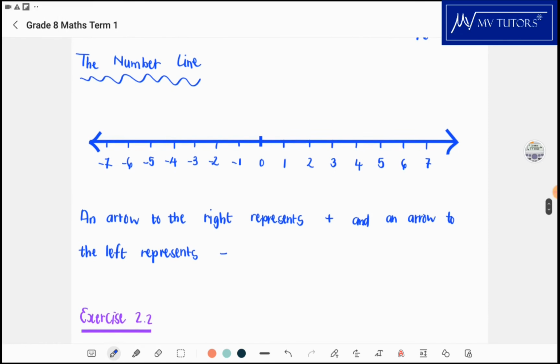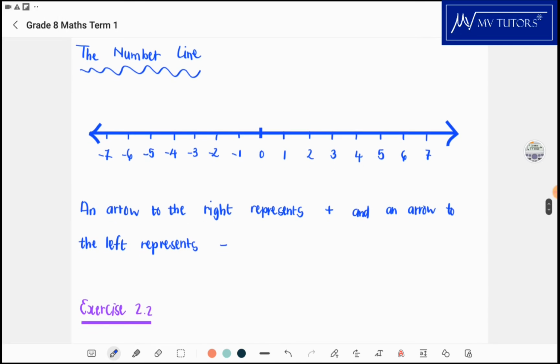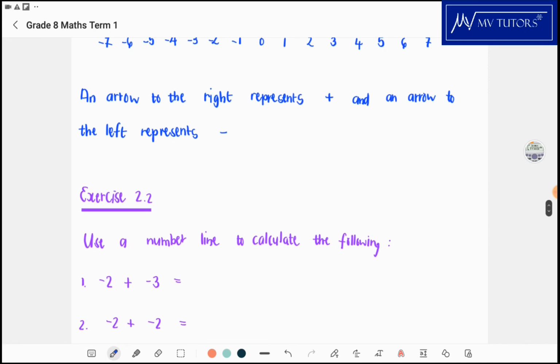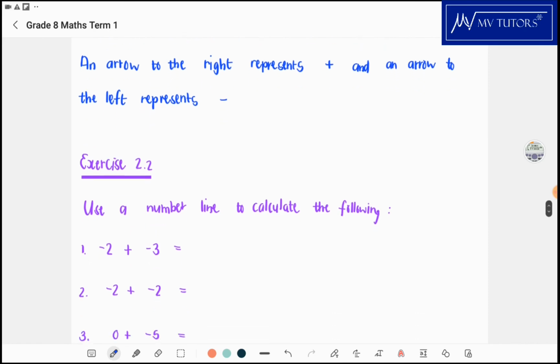And now we get to the number line. I'm sure you've realized that it actually helps to do these calculations when you have a number line. So what is a number line? Basically, it's a line where you have numbers on it. An arrow to the right represents positive, an arrow to the left represents a negative. And then using a number line, we need to calculate the following.